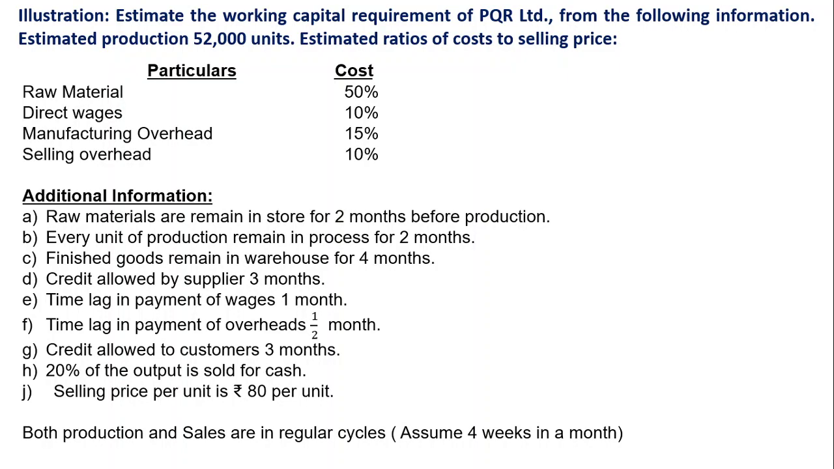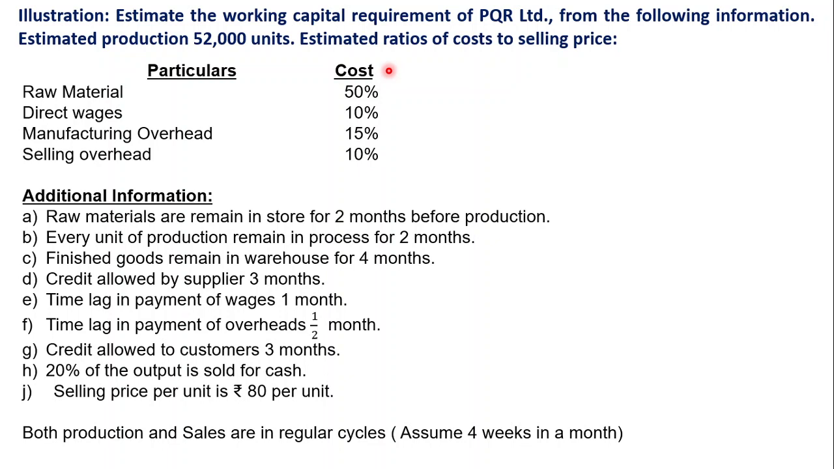Let us consider an example illustration. Estimate the working capital requirement of PQR Limited from the following information. Estimated production 52,000 units. Estimated ratios of cost to selling price. Here we need to concentrate on this particular phrase. These are all the ratios given in the illustration.